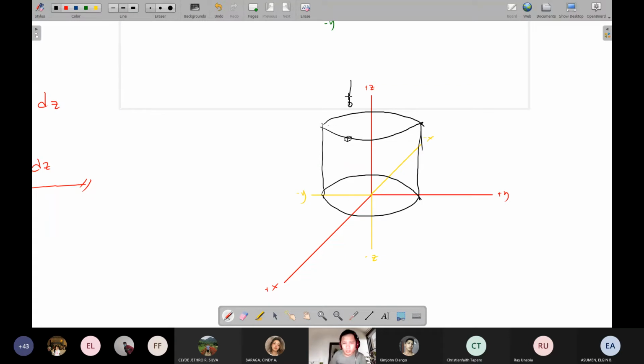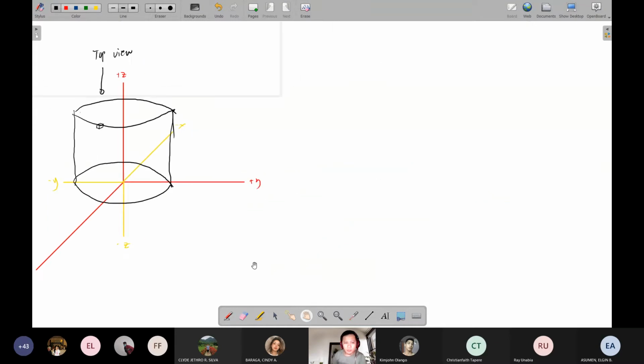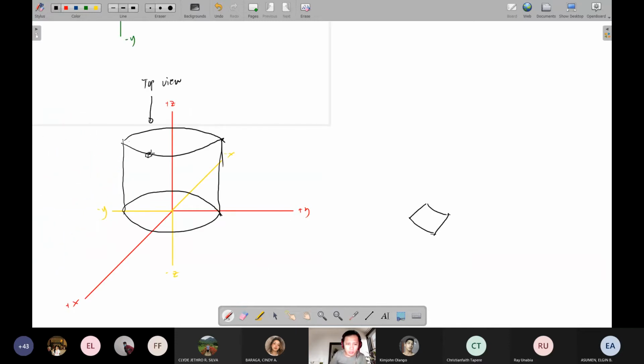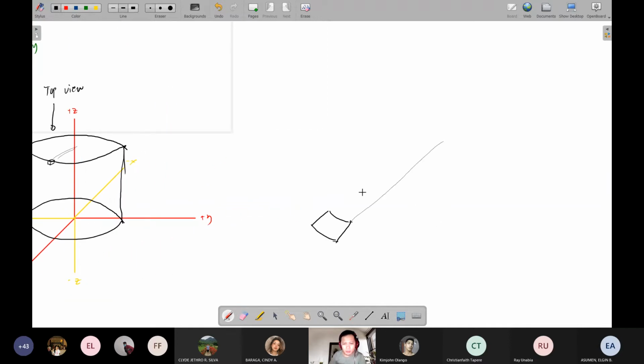Okay? So if we look at it from the top view, for example, let's say this is the form. This is the form in top view. So if we extend it towards the center, okay? If we extend it to the center, this is the small piece that we took. Now, as for its dimensions, of course, this side will be, since this is the radius, this is the radius.